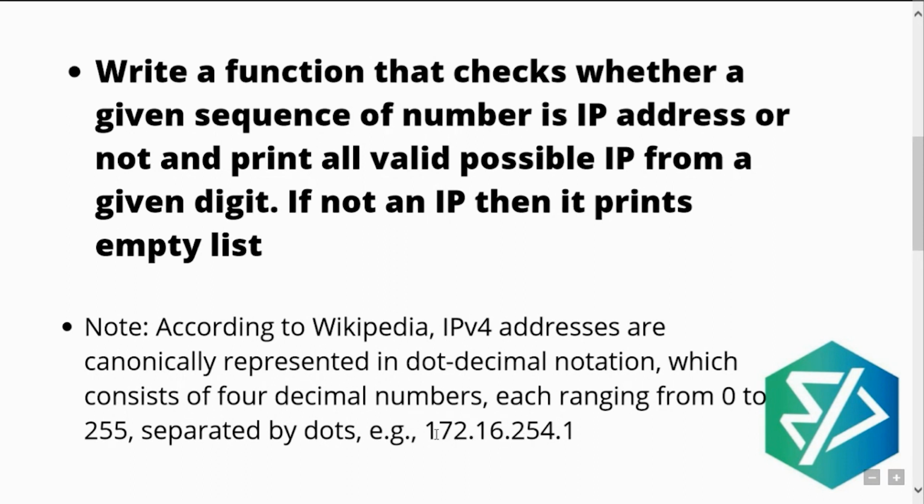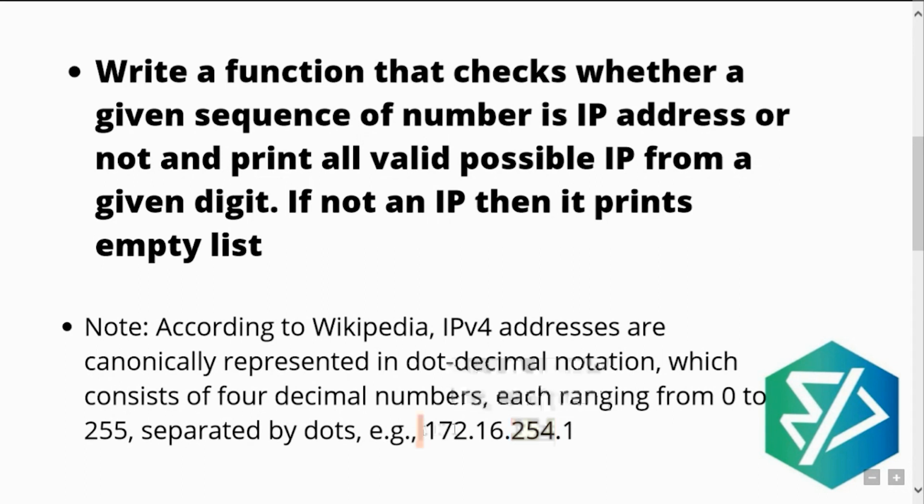You can see here we have the example 172.16.254.1. So here each number between the dots is ranging from 0 to 255. Correct? See, 172 is between 0 and 255. 16 is also between 0 and 255. 254 is also between 0 and 255. Correct? And the length of each of these numbers can be less than 3 and greater than 0.